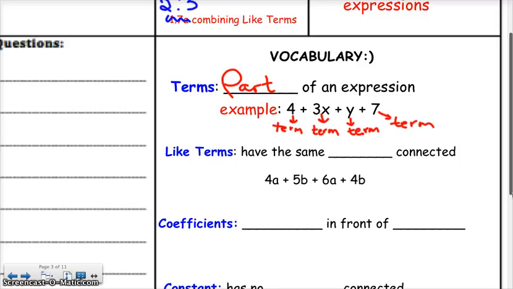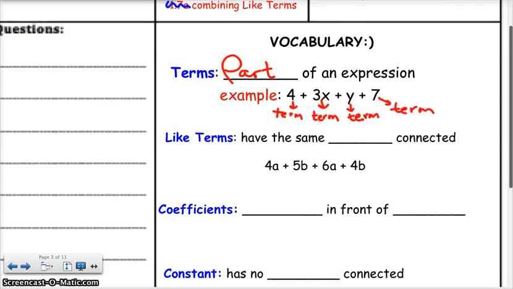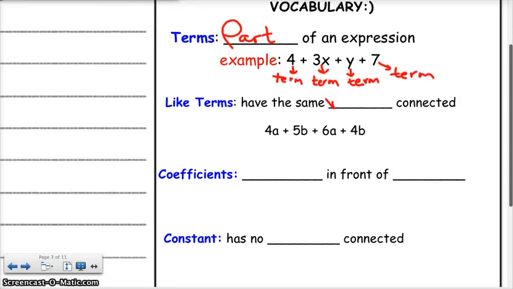Like terms have the same variable connected, right? They're like terms if they have the same variable or letter connected. So like terms have the same variable connected.